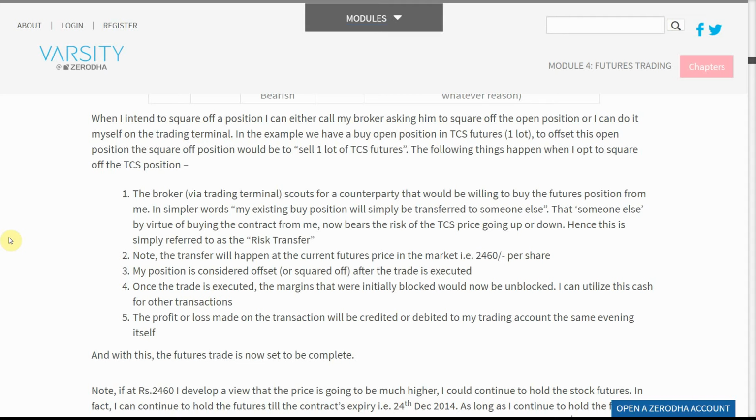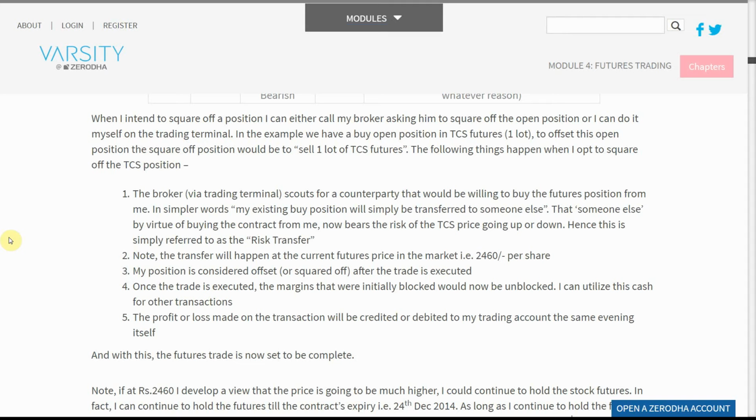That someone else, by virtue of buying the contract from me, now bears the risk of the TCS price going up or down. Hence, this is simply referred to as the risk transfer. Note: the transfer will happen at the current futures price in the market, i.e. 2,460 per share. My position is considered offset or squared off after the trade is executed. Once the trade is executed, the margins that were initially blocked would now be unblocked. I can utilize this cash for other transactions.